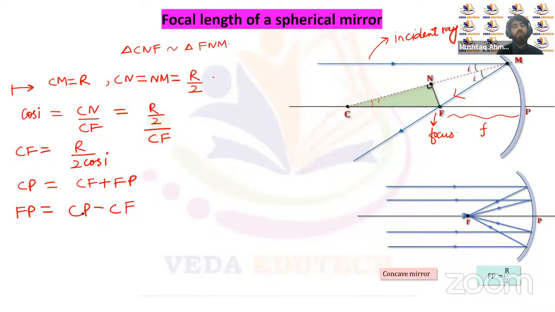It will be equal to Cp minus Cf, right? Now the value of Cp is nothing but R, the radius of curvature, and the value of Cf is R upon 2 cos I, right? R upon 2 cos I.